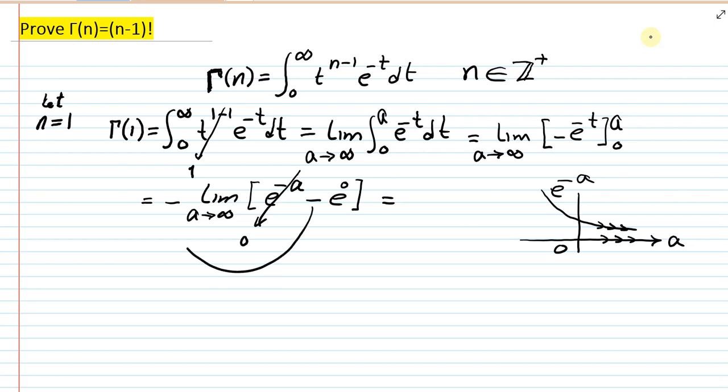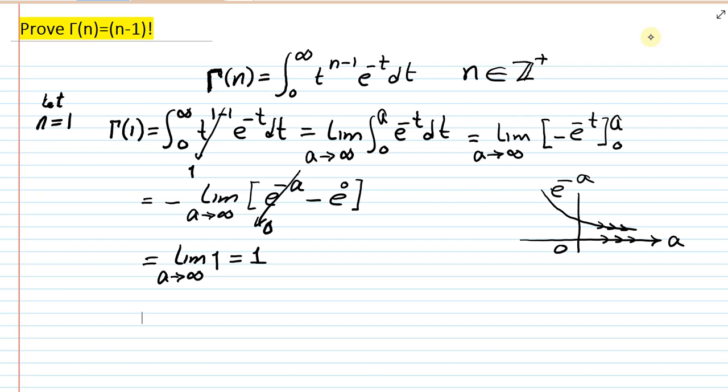Negative on the outside, negative inside, it makes that positive. And then here we have simply the limit as a goes to infinity of 1. And we know that the limit of a constant is the constant. So that limit is just 1 because the constant doesn't depend on a, regardless of what a is. The limit of a constant is the constant. And there you go. So gamma of 1 is 1.